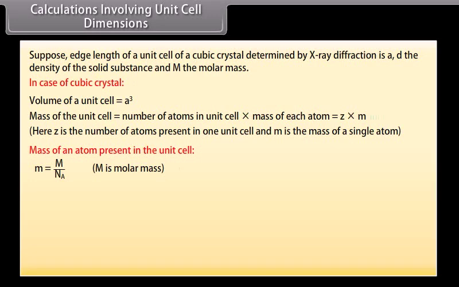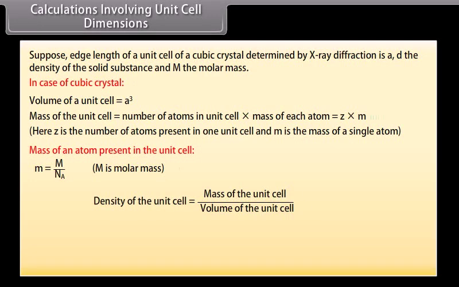M is molar mass. Density of the unit cell is equal to mass of the unit cell upon volume of the unit cell. Therefore, it is equal to Z times m upon a cubed, which is equal to Z times M upon a cubed Na, or d is equal to Z times M upon a cubed Na.